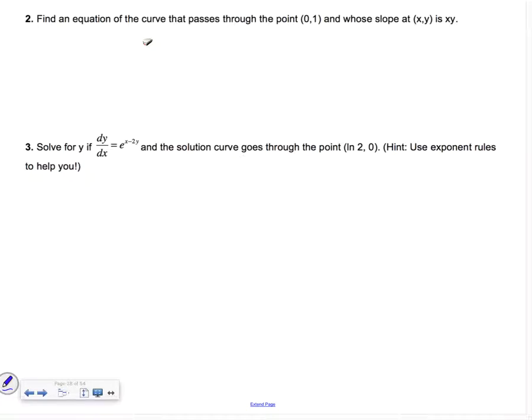It's always on the AP test. So what we're going to do is we're going over it today, we're going over it on Thursday, and then you're going to have a quiz on it on Friday. So slope fields and differential equations. I would be paying attention.